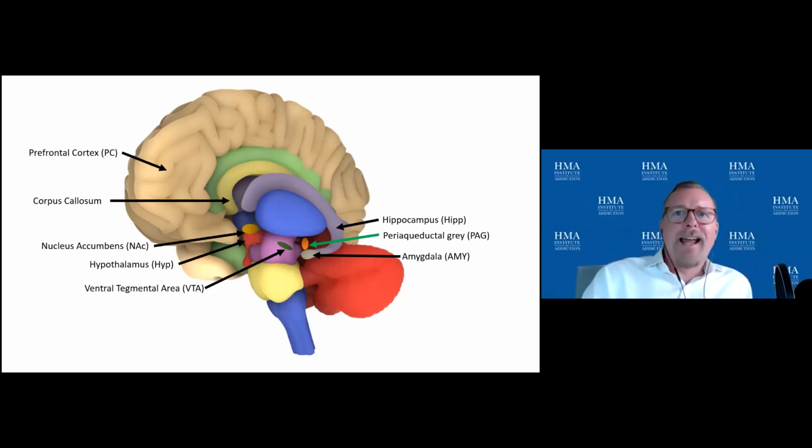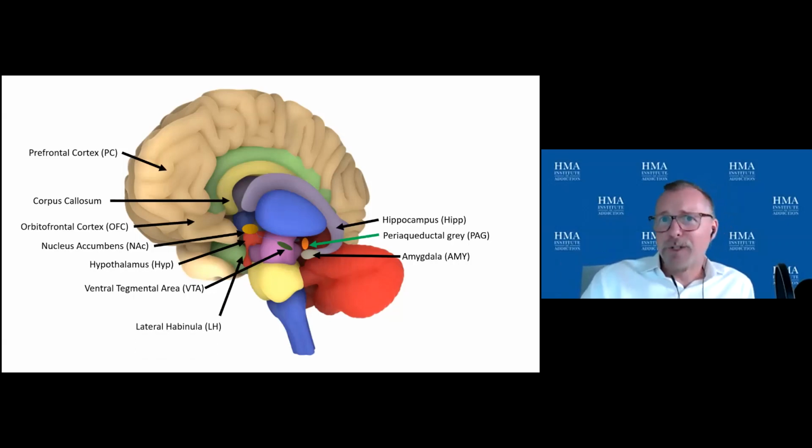And then last lecture, we added the orbitofrontal cortex, which is where we assign value to things. And then the lateral habenula, which is the part of the brain that's responsible for default behavior under stress. And so I'm going to add one more. And this one is the locus coeruleus. And the locus coeruleus is the part of the brain that produces central adrenaline or central norepinephrine.